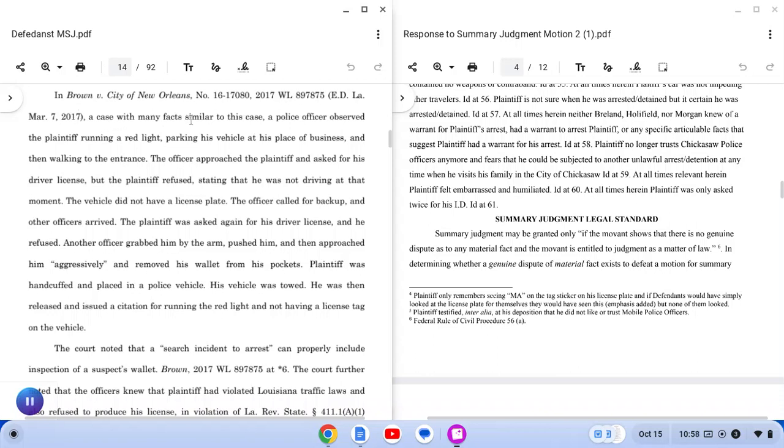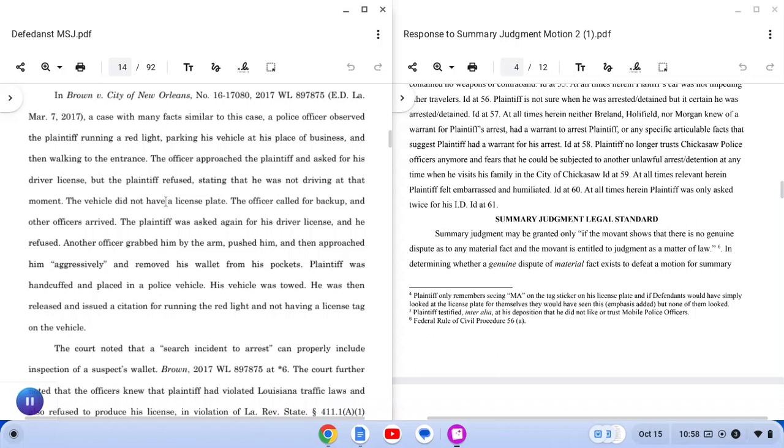A case with many facts similar to this. A police officer observed the plaintiff running a red light, parking his vehicle at his place of business, and then walking to the entrance. How is that relevant? That's not relevant at all. Anyway, the officer approached the plaintiff and asked for his driver's license, but the plaintiff refused, stating that he was not driving at the moment. Yeah, that's completely irrelevant. All of this is irrelevant in my case.